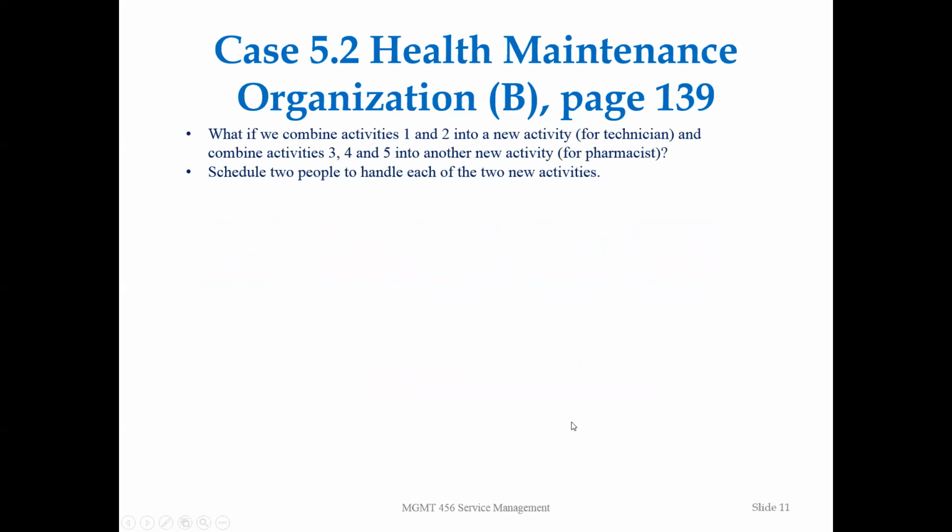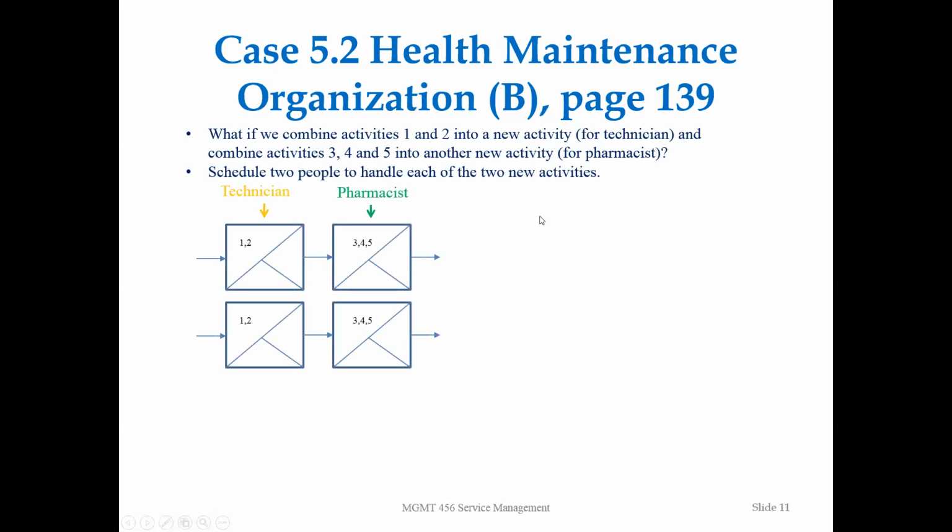Let's take a look. So this is what we're going to do. What if we combine activities 1 and 2 into a new activity? As we recall from the table, 1 or 2 can only be done by a technician. So we combine 1 and 2 and let a technician handle it. At the same time, we combine activities 3, 4, and 5 and let pharmacists handle it. So we want to schedule 2 people to handle each of the 2 new activities. So this is a new process. Combine 1 and 2, schedule 2 technicians. Combine 3, 4, and 5, schedule 2 pharmacists.